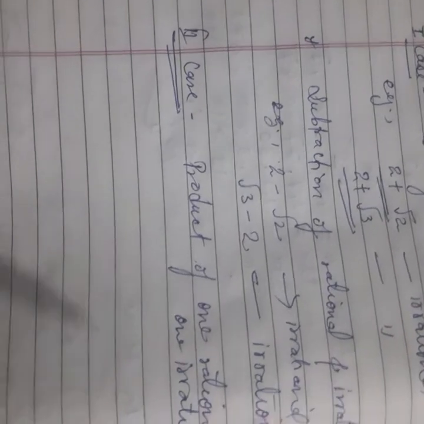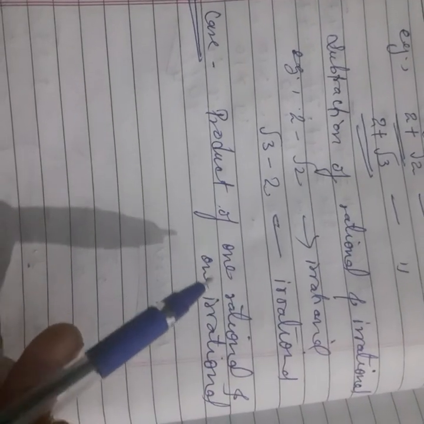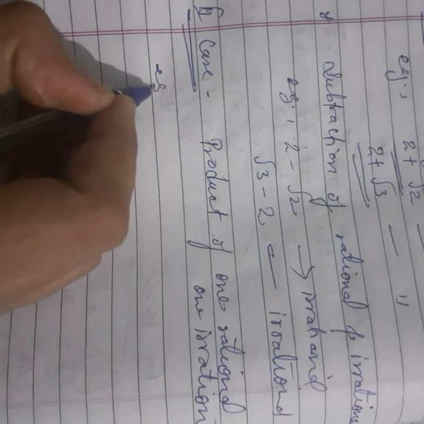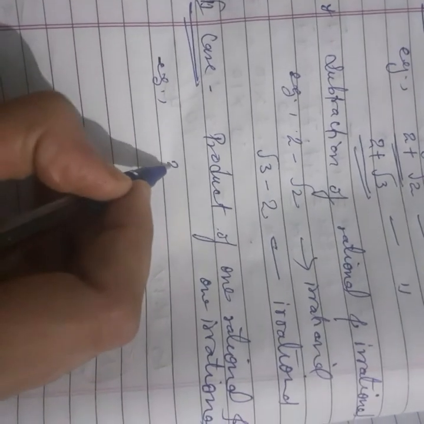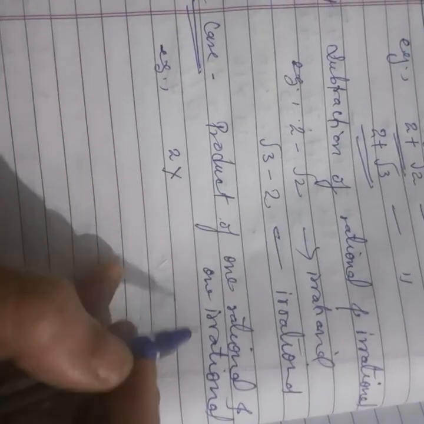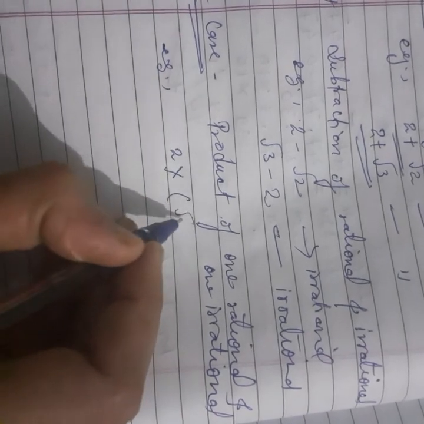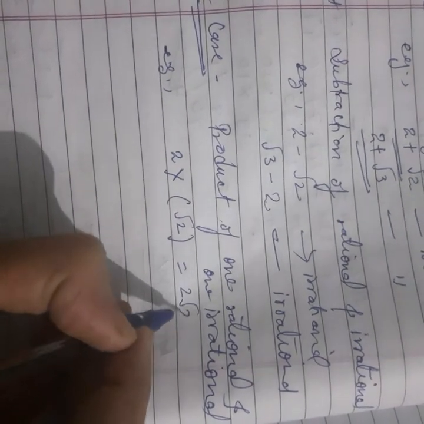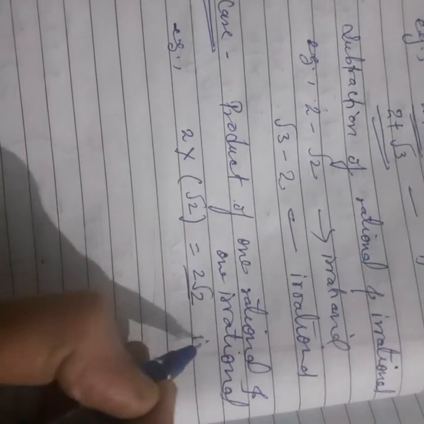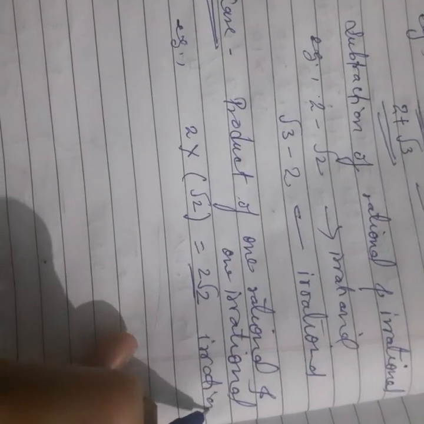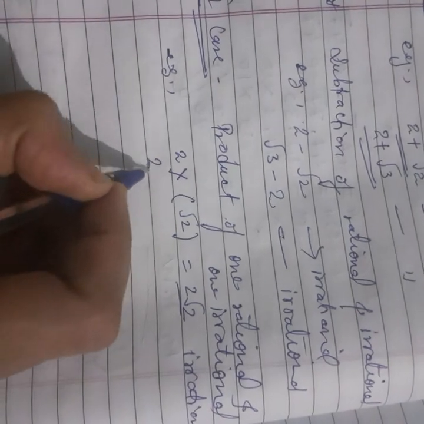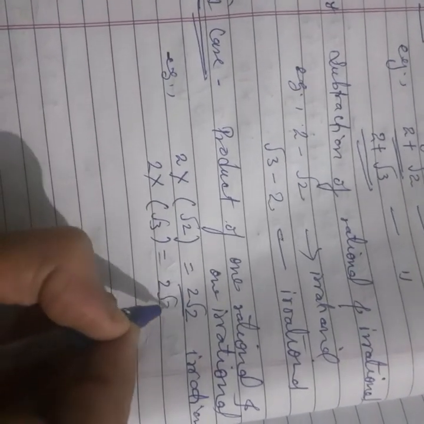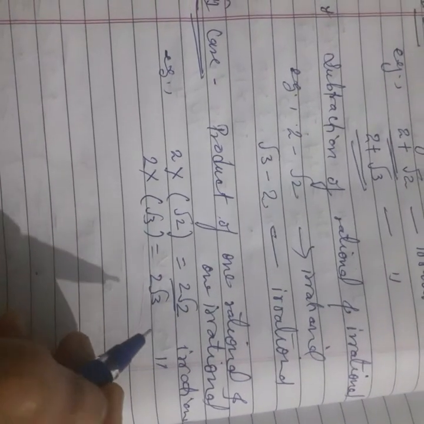In the second case, we are discussing the product of one rational and one irrational. For example, take 2 into one irrational. You can take √2 or √3, then you will get 2√2, and you know that it is irrational. Similarly, you can take 2√3. This is also irrational.